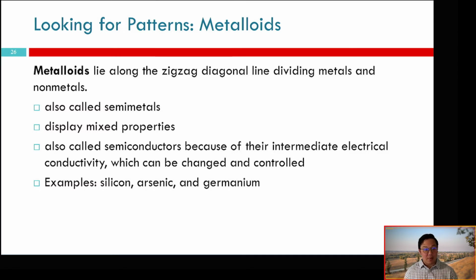They can also be called semimetals and have the mixed properties of the two. So semiconductors, silicon is a metalloid that we use all the time. It's in your computer, it's in every single electronic thing, because they can be conductive, but they can also be non-conductive. And so you can turn that conductivity on and off. Silicon, arsenic, and germanium are examples of some of those metalloids.